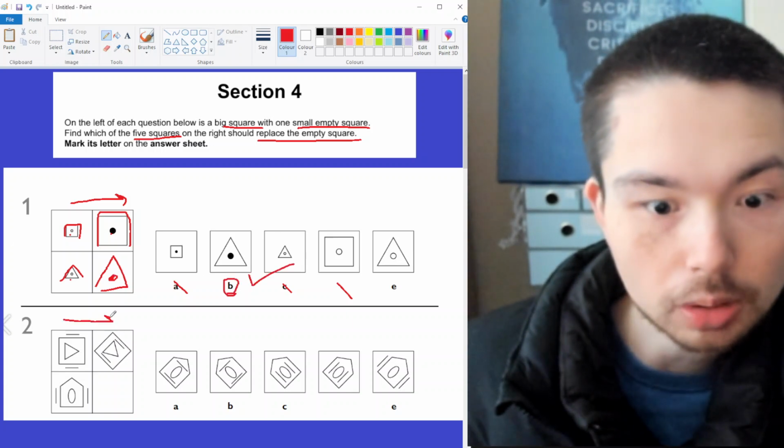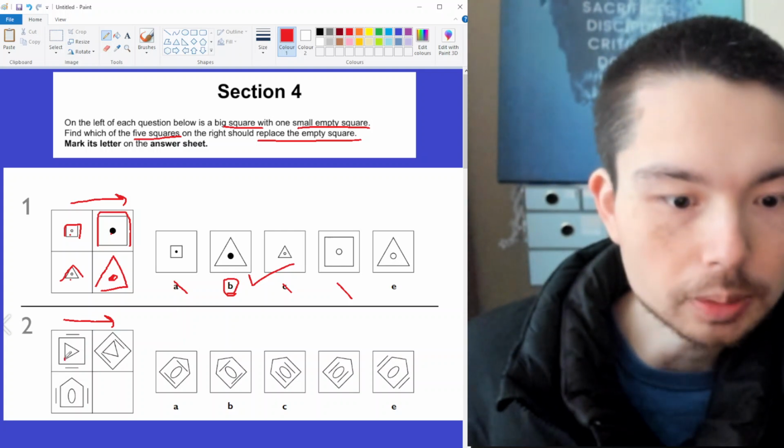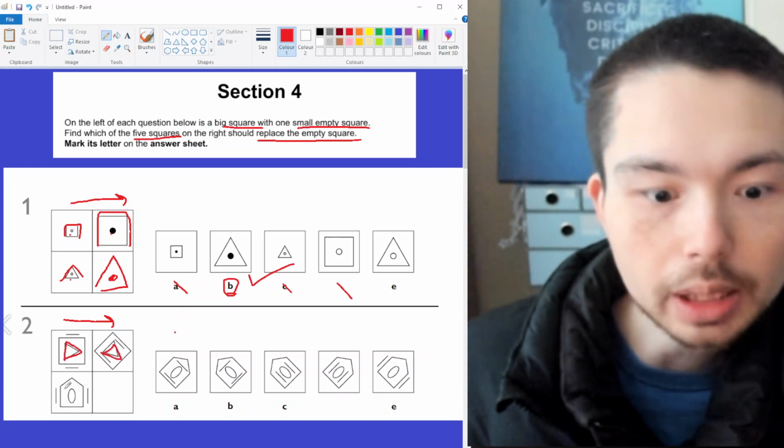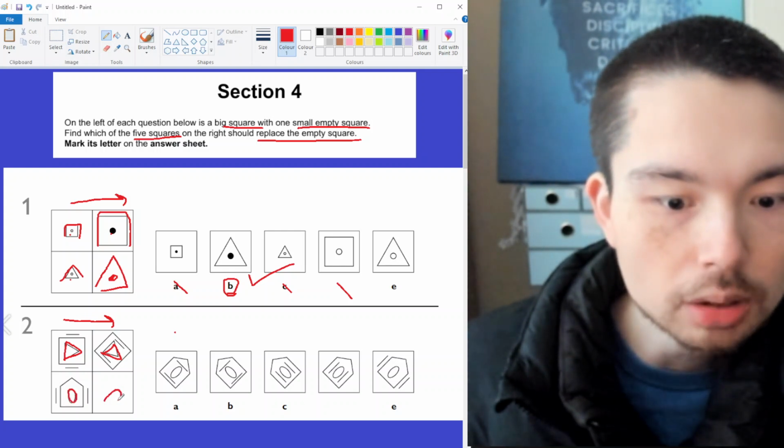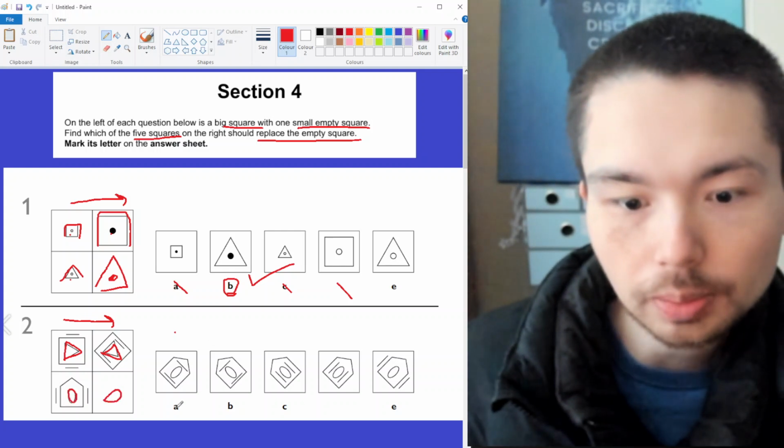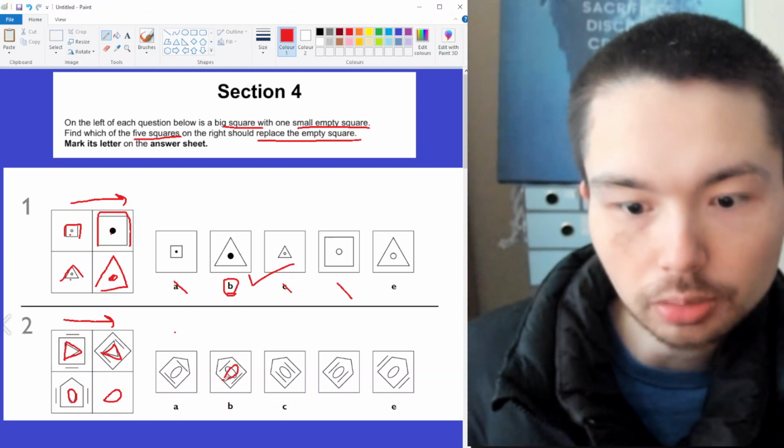Next, let's go across. Look at the triangle. It spun around 45 degrees. So you do the same thing here. Look at the oval. You spin around 45 degrees. You can draw over it if you want. It's not that way.